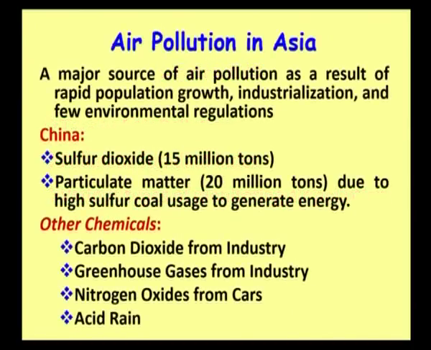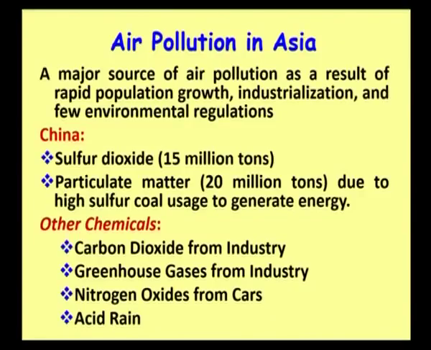And what are the major pollutants in Asia? Asia is one of the most polluted places in the world, and in Asia, China is the most polluted. What are the major pollutants of China? Sulfur dioxide, 15 million tons, and particulate matter, 20 million tons, are produced, and the major reasons are high sulfur coal usage to generate energy and other chemicals, the carbon dioxide, the greenhouse gases, nitrogen oxides and acid rain. So, these are all the major pollutants as far as China is concerned.